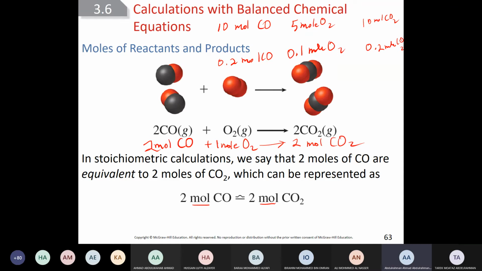How about if I have 10 grams CO? How many grams of oxygen do I need? 5. Wrong. Very wrong. Yes, we need to convert. You cannot deal with grams. You have to change it to mole. What's the first thing you should do? Let me answer. 10 grams CO, how many moles is this?